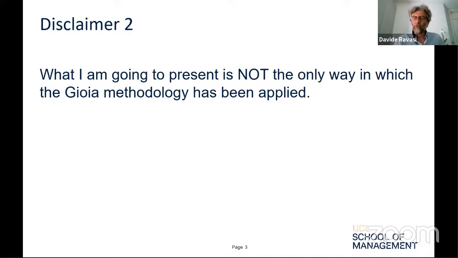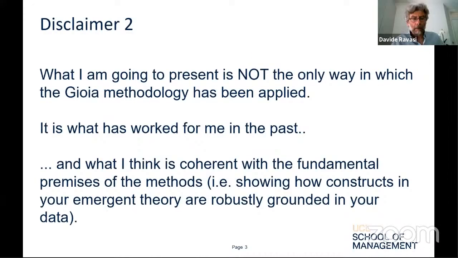When applying the Gioia method, you need to understand that there are some things that need to be done that way and some parts that should be adapted and applied to the particular research setting and research question. And understanding what is what, I think, is absolutely crucial. So what I'm presenting is what I think has worked for me in the past, and what I think is coherent with the fundamental premises of these methods, which is showing you how your emergent theory is grounded robustly in your empirical observations. And we will see that this fundamental principle has important implications on, for instance, the structure of the data structure and how you do things.